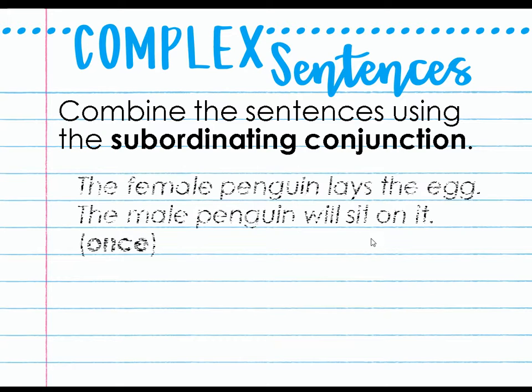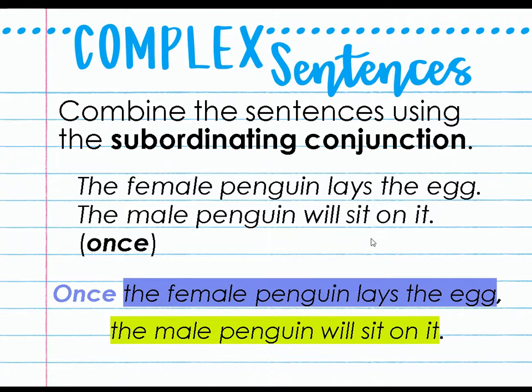Let's try one more. The female penguin lays the egg. The male penguin will sit on it. You're going to combine these two with the subordinating conjunction once. Pause the video here and check your work in just a moment. Did you write, once the female penguin lays the egg, comma, the male penguin will sit on it? Good. Remember that since we started with our dependent clause, we need to have a comma in between.